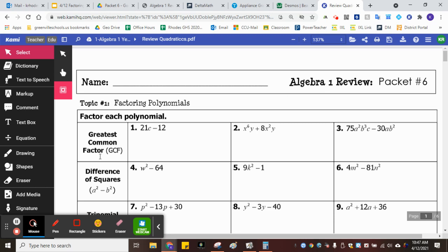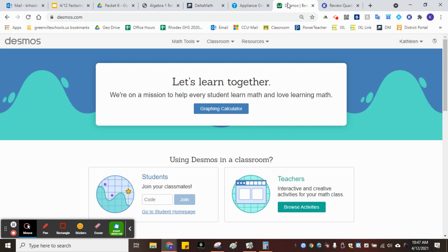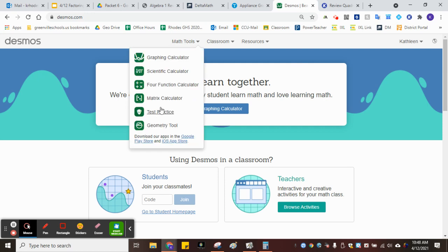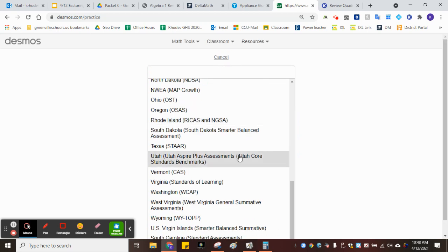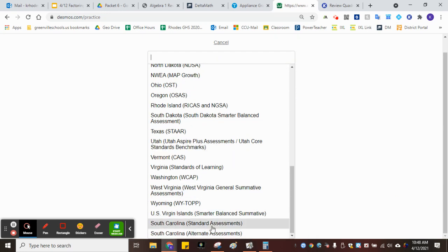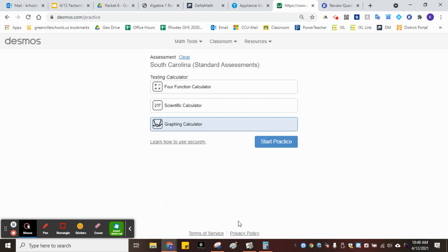With factoring, greatest common factor can be done in Desmos, in the graphing calculator that you'll be allowed to use on your EOC. EOC, end of course exam. So under math tools, test practice, these are the options that you'll be able to use on your EOC. You're going to choose your assessment, and our assessment is at the very bottom, South Carolina Standard Assessments. Let me scroll down a little bit so you can see it. And here are the three calculators that you will be allowed to use.